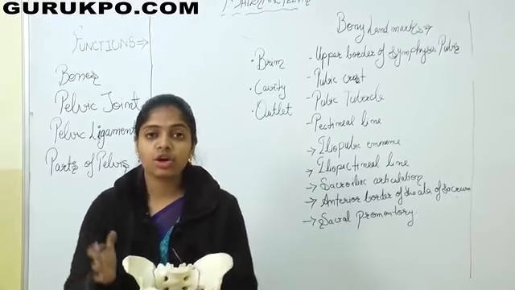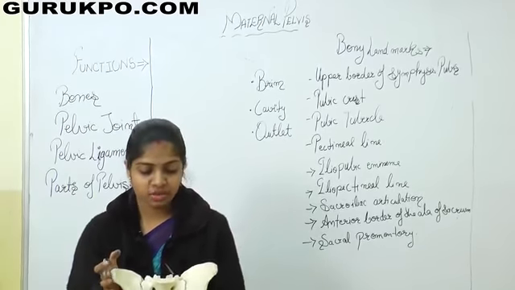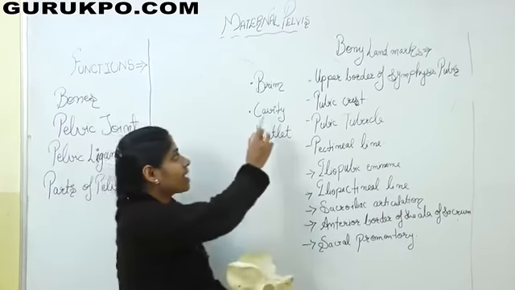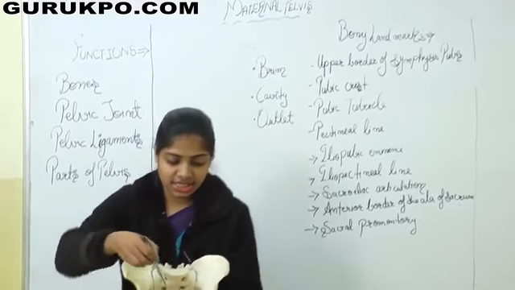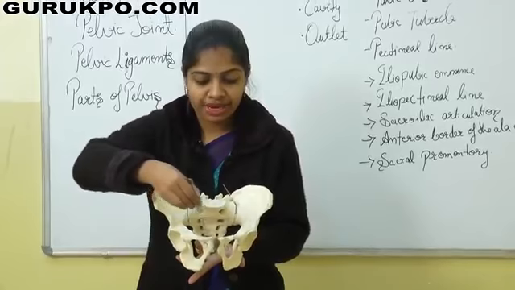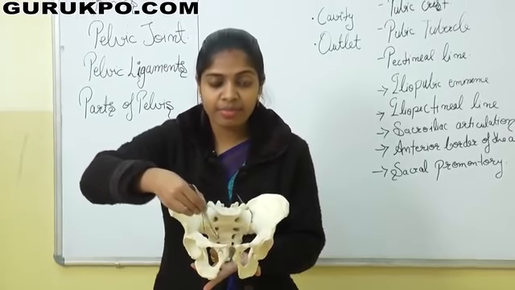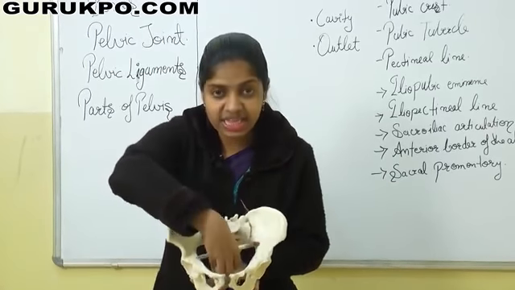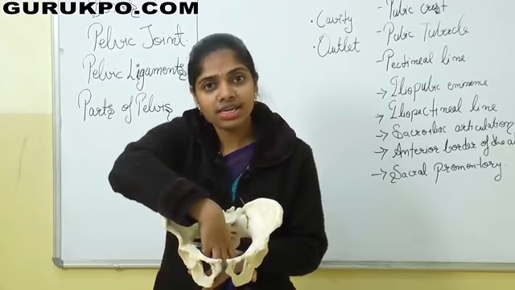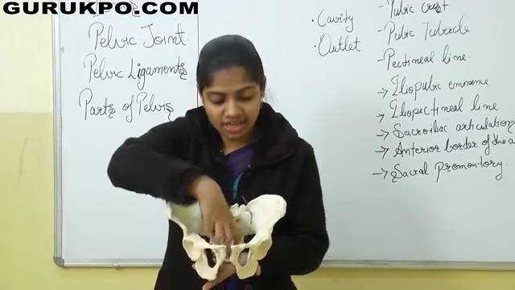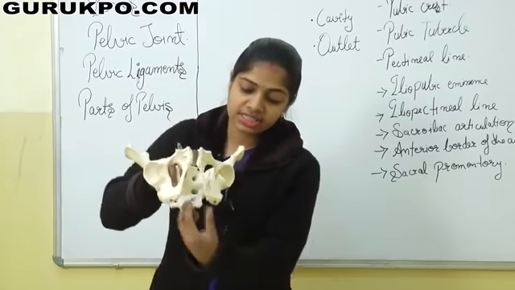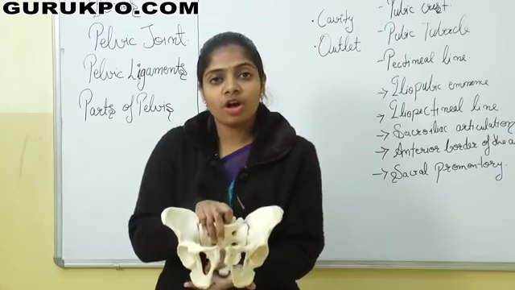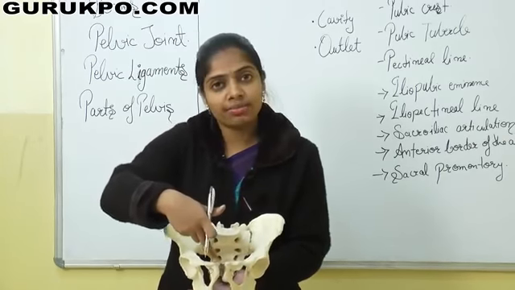Now we will talk about the parts of the pelvis. The pelvis is divided into three parts: the brim, cavity and the outlet. See, this round shape is the brim of the pelvis. After the brim, there is a cavity, the space inside the brim, known as the cavity of the pelvis. After that, there is an outlet, from which the baby comes outside. First of all, we will talk about the brim of the pelvis.